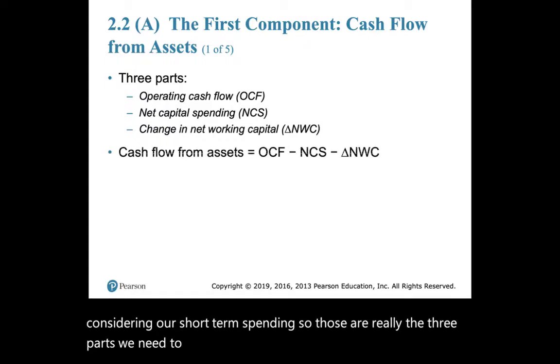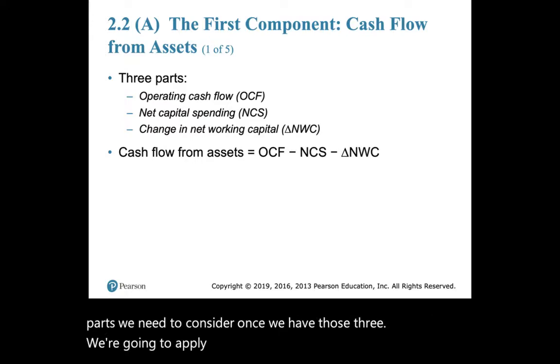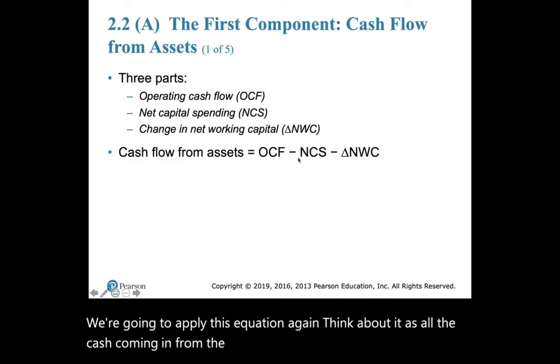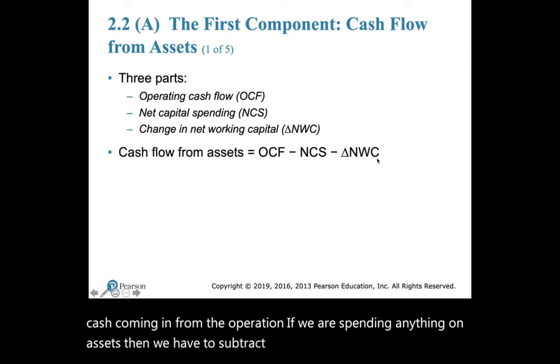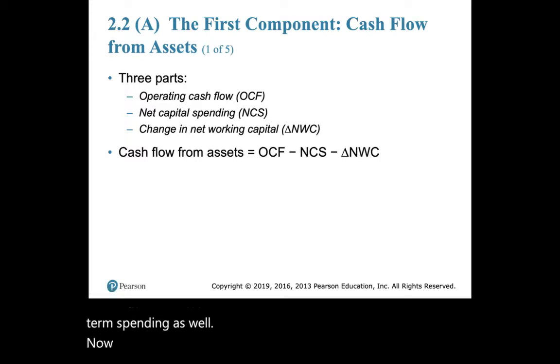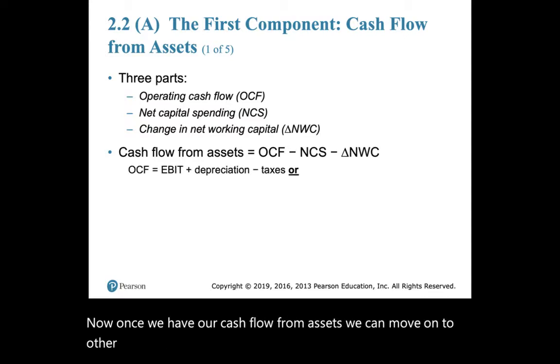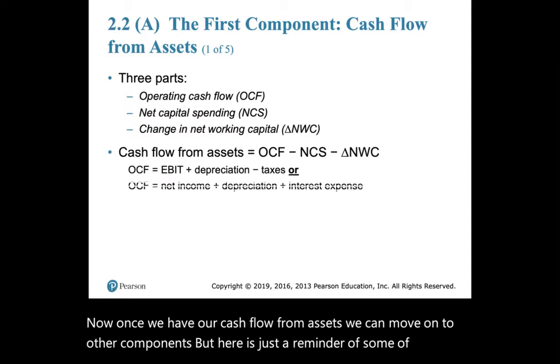Once we have those three, we're going to apply this equation. Again, think about it as all the cash coming in from the operation. If we are spending anything on assets, then we have to subtract that. And the same goes for short-term spending as well. Now, once we have our cash flow from assets, we can move on to other components. But here is just a reminder of some of the equations we'll be using, right?